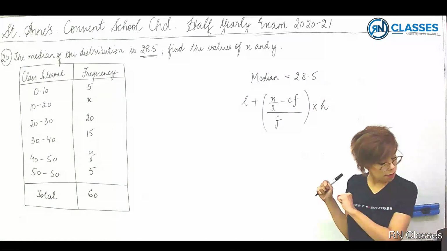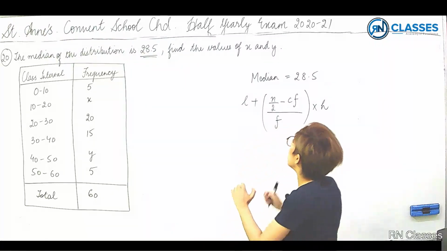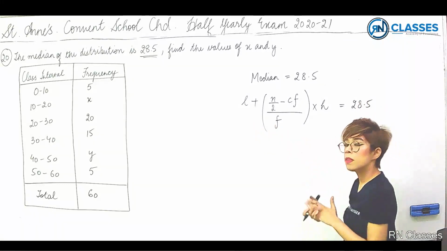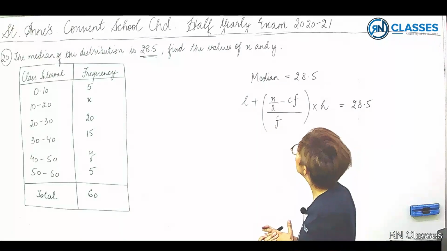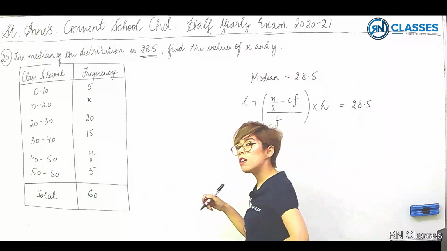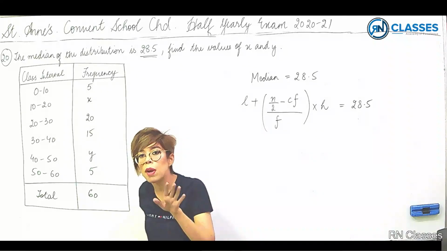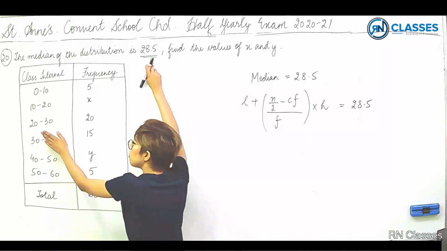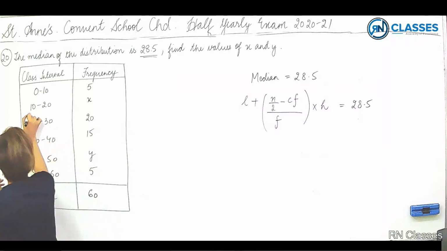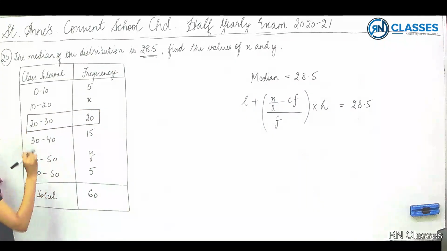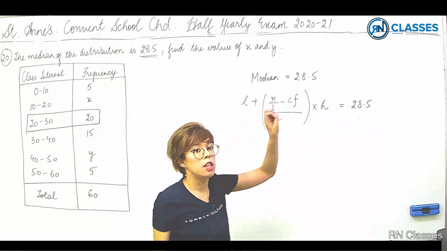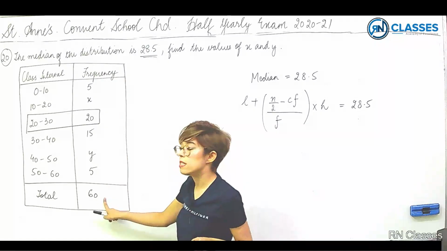So I'm just checking whether I have written correctly or not. Yes, I have. Now, this is the formula for median, and I also know that the median is 28.5. This is the lower limit of the median class. Now, I already know which is the median class. My median is 28.5, so that means this will be my median class. Also, I will get L. I know N, the total number of frequencies, that is 60 given.